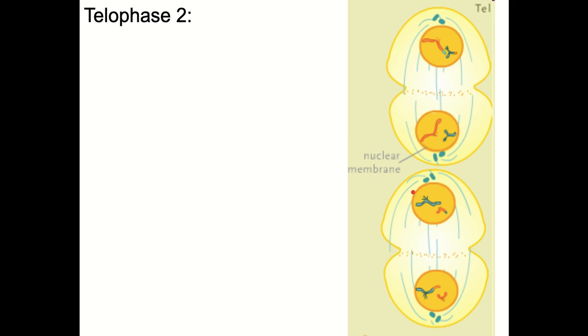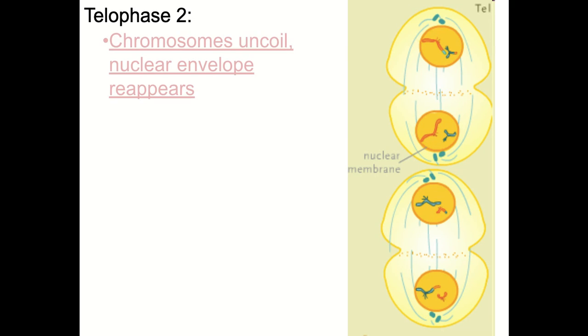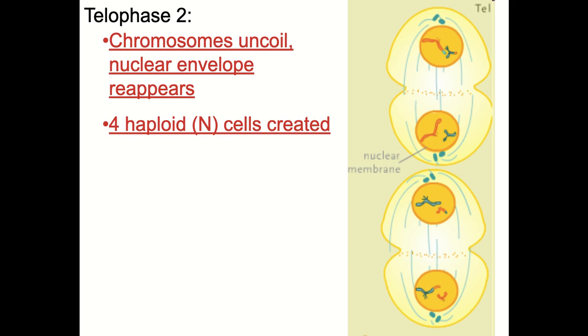Telophase II, our nuclear membrane forms. Cell starts to pinch off. Our chromosomes uncoil. And now we have 4 haploids, so we have 4 N cells created.